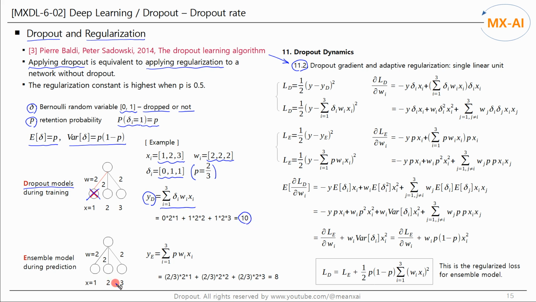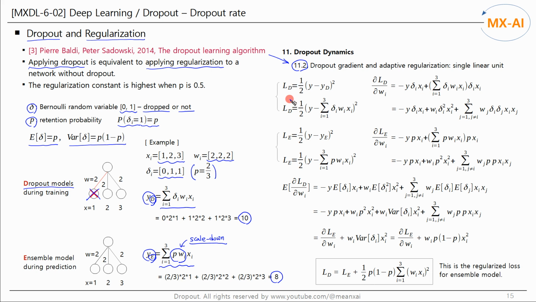The prediction stage uses this ensemble model. All neurons are used and W becomes PW by scale down. The output YE of this network can be expressed as follows, which is equal to 8. Here D represents the dropout model and E represents the ensemble model.